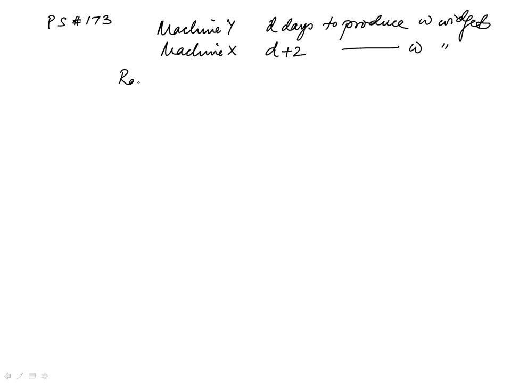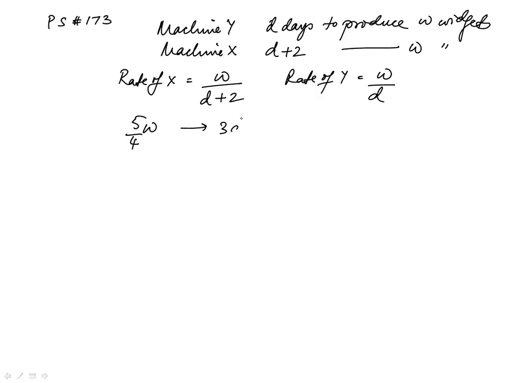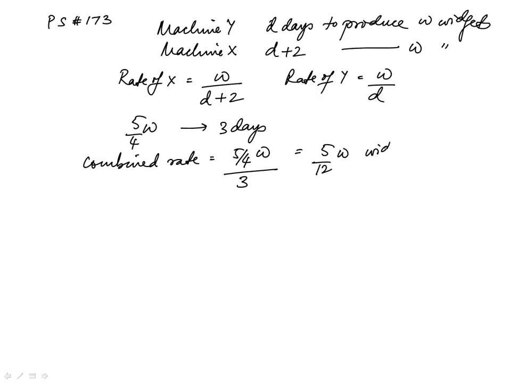And so the rate of machine X is going to be W over D plus 2. Rate of Y is going to be W over D. And the question also tells us their combined rate, which is if they were to work together, 5/4 W widgets in 3 days, which means their combined rate is the number of widgets produced divided by the number of days. So it's going to be 5/12 of a W widgets per day.